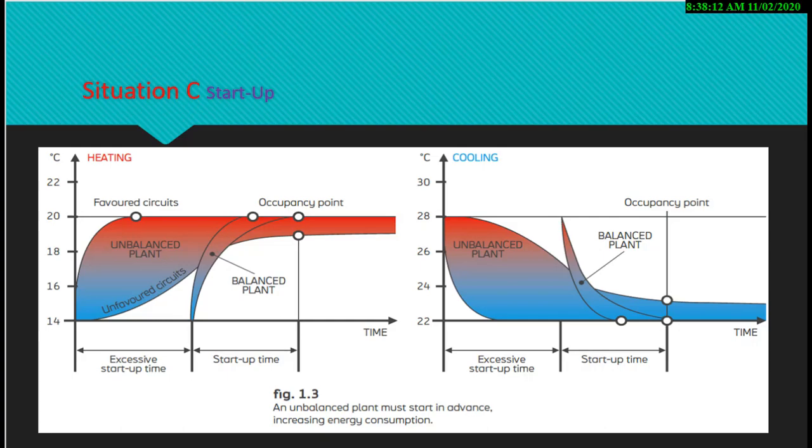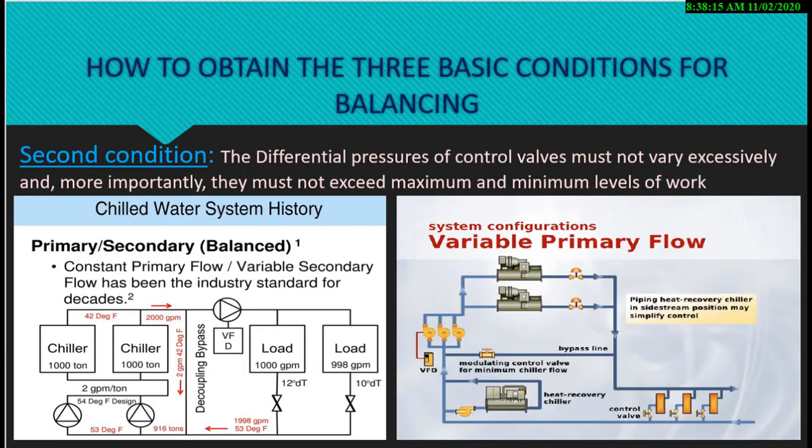Second condition: the differential pressures of control valves must not vary excessively, and more importantly, they must not exceed maximum and minimum levels of work. Variable flow rate systems are becoming more and more popular, especially for the advantages they offer compared to constant flow rate systems, such as: number one, reduced pumping costs; second, retained temperature, which is minimized in heating systems and maximized in cooling systems.